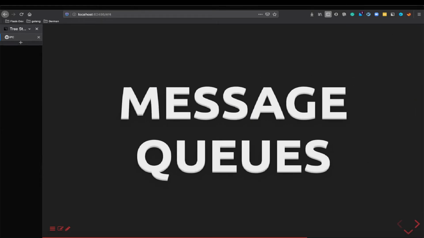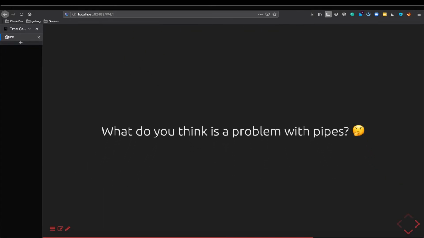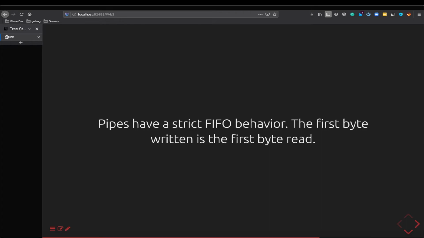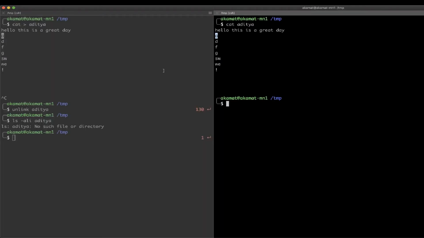Let us move to something called message queues now. What are the disadvantages, or what are the situations where we cannot really use a pipe? If you notice, pipes have a really strict FIFO behavior. What I mean by that is every byte that I write as input, a consumer is going to consume immediately. You do not have control as to what to consume and what not to consume. So you're basically going to consume all the bytes that a producer has written.